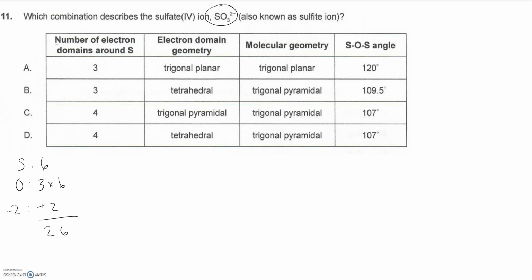I'm going to put the sulfur in the middle because there's less of them. Normally we would say which one needs more electrons. Well, they all do here. So we're going to just put S in the middle. We're going to start by drawing some electrons around it. 1, 2, 3, 4, 5, 6.